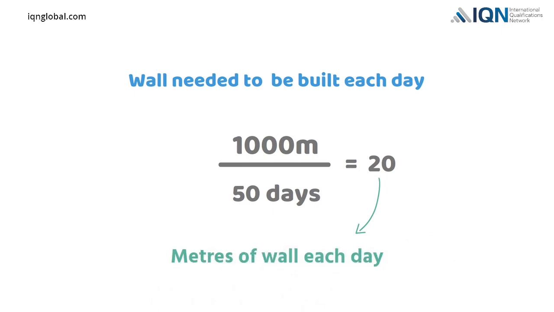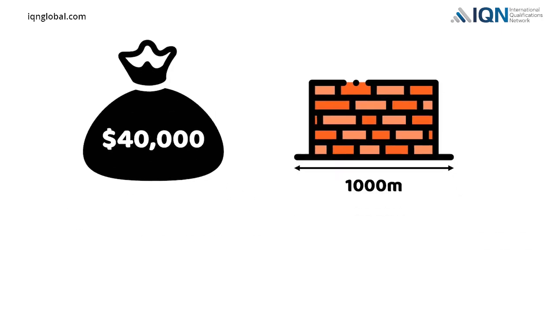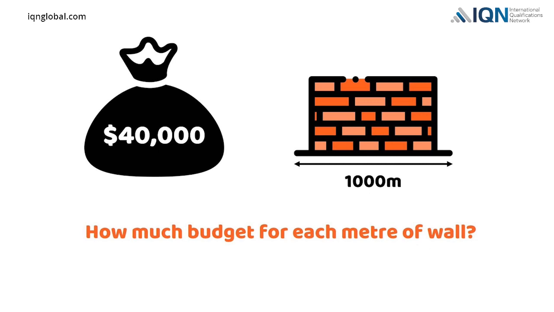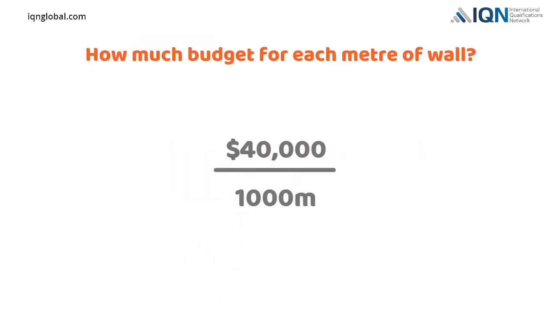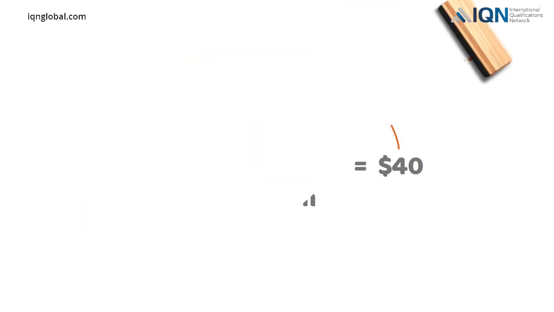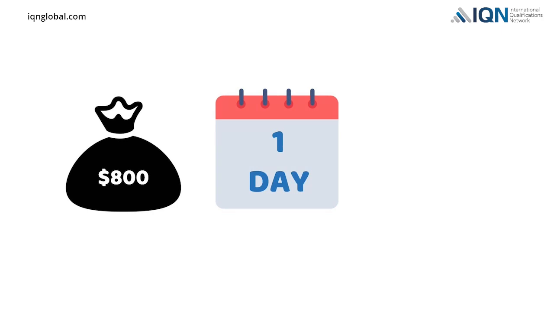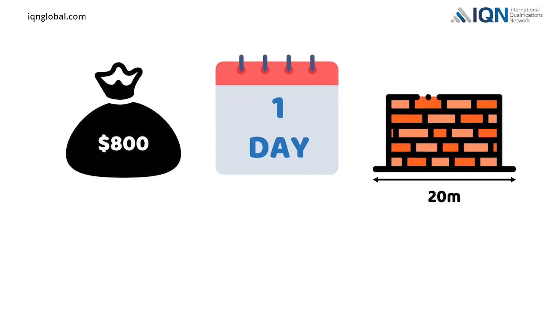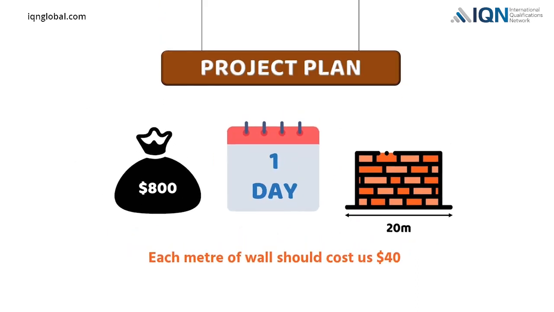Our total project budget is $40,000 for building 1,000 meters of wall. How much should we spend to build each meter of wall? If we divide 40,000 by 1,000, we will get $40. $40 is our budget for building each meter of wall. To summarize, in each day of the project, we should spend $800 and build 20 meters of wall. And each meter of wall should cost us $40. All these were our plans before the project started.